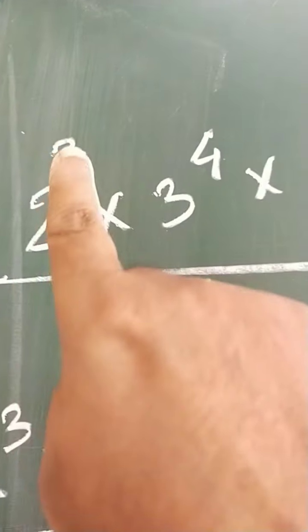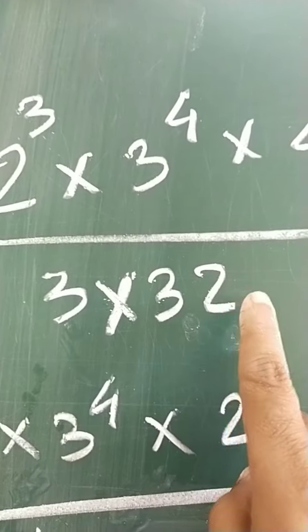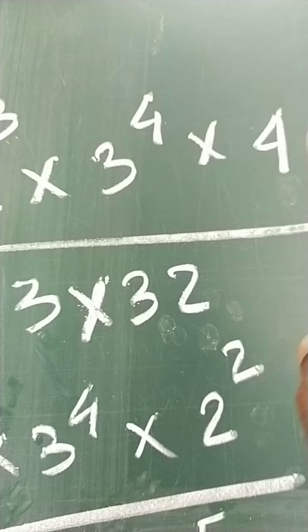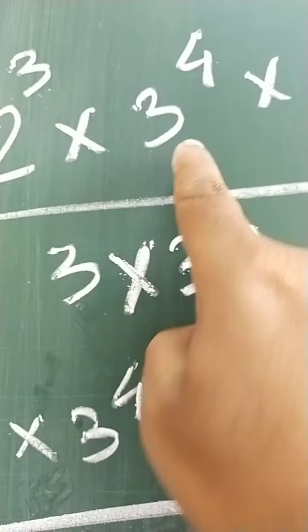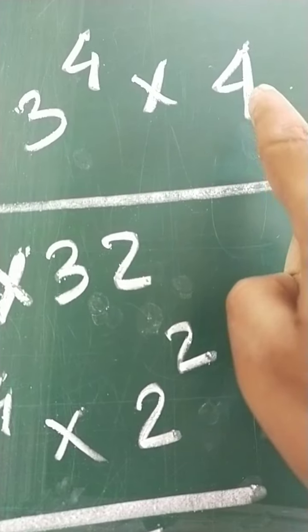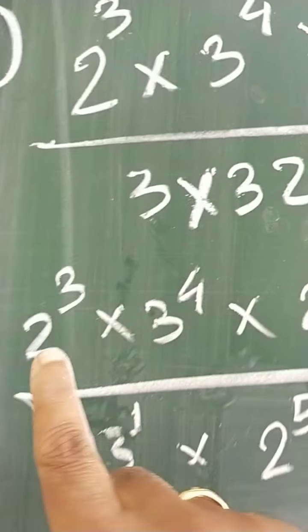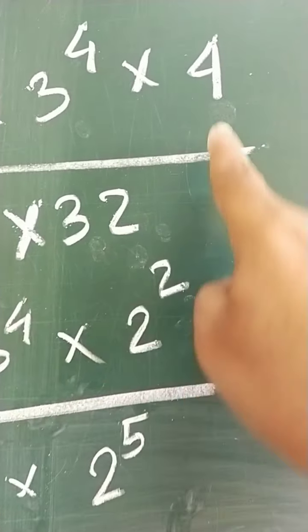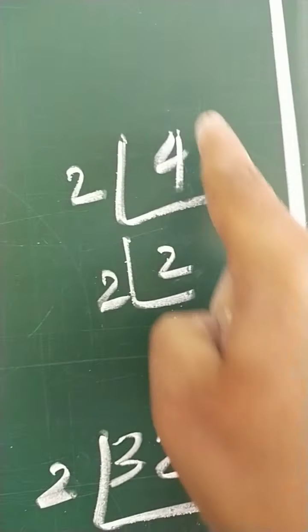It is 2 cube into 3 to the power 4 into 4 divided by 3 into 32. In this type of sums you have to carefully observe those numbers which you can convert into the exponential form. These numbers are already in the exponential form. This 4 and 32 we need to convert into the exponential form. So see in the next step what I have written: 2 cube, 3 to the power 4, into 2 square. That means in place of 4 I have written 2 square. Why? Just see this part.